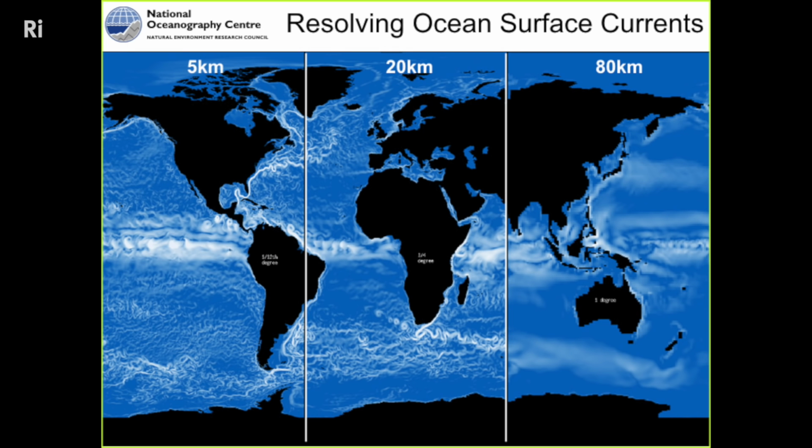Why does it matter? Well, here's a quick example. This is ocean surface currents from models at different resolutions. The one that's at 80 kilometres is a classic resolution that was used in the 5th assessment report of the IPCC. In other words, the ocean currents are very, very blurred out because of the lack of resolution. 20 kilometres is our current state-of-the-art climate model that we're now using operationally in the Met Office for our climate change work. 5 kilometres is what we're testing.